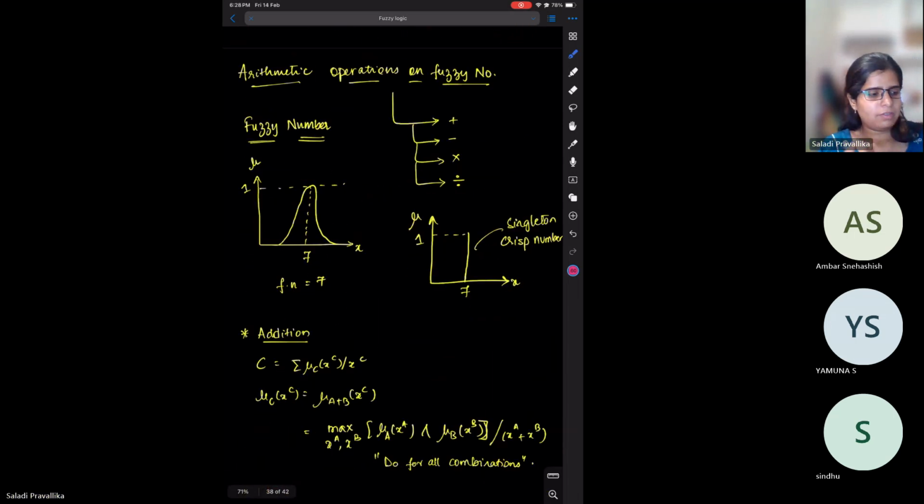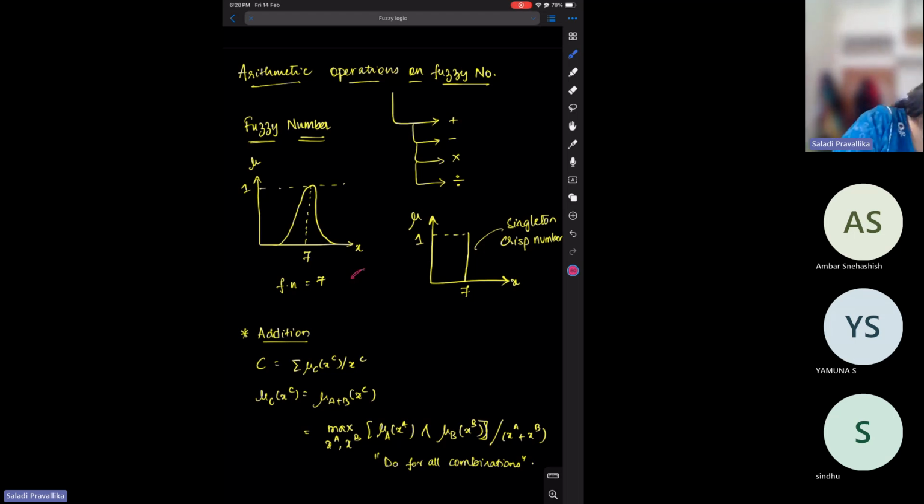So from here, we'll start arithmetic operations on fuzzy numbers. When I say fuzzy numbers, it is only a part of a fuzzy set. In this graph, you can take any membership function graph, a triangular one or anything. But a fuzzy number is a fuzzy set that satisfies the conditions of normality and convexity.